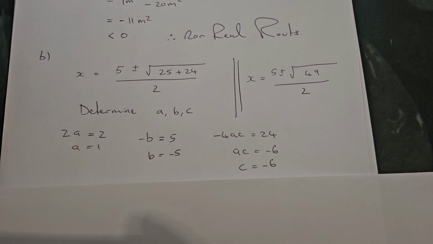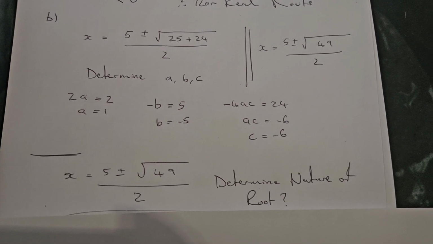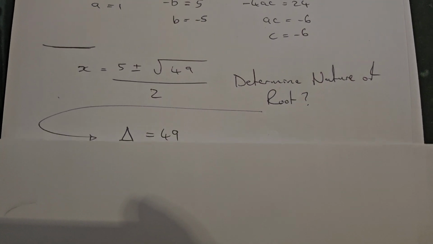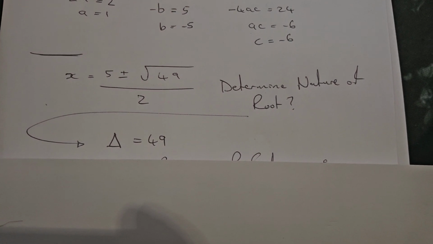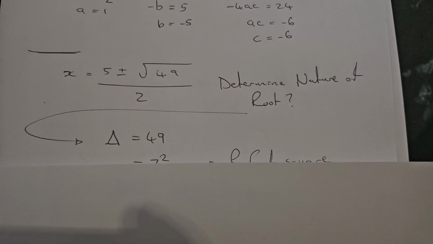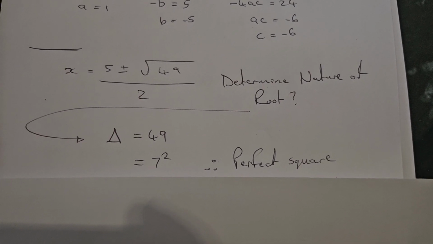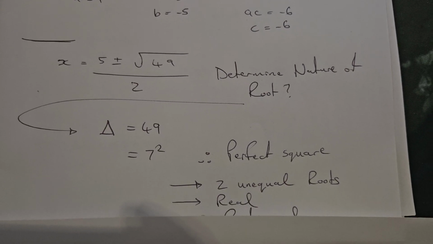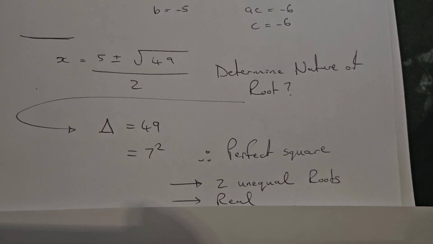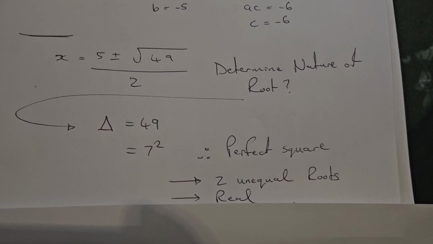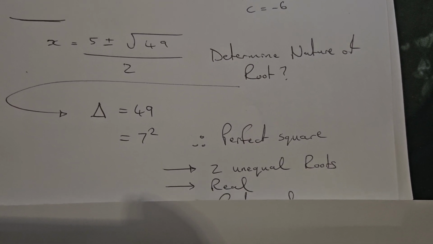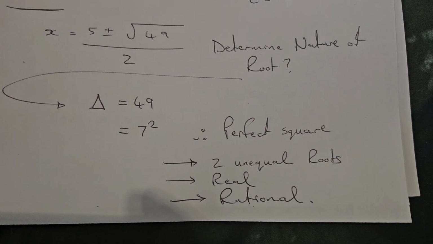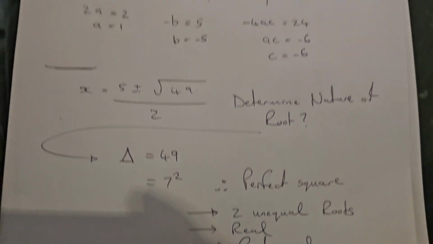Would it make sense using just delta? Yes. If we just determine the nature of roots, we can say delta is 49. 49 is a perfect square. What does a perfect square tell us about the nature of roots? It's real because it's positive. There are two unequal roots because it's not equal to 0 and positive. And the last thing, since it's a perfect square, it's rational, which gives us what we actually expect and what this equation at the top actually tells us.